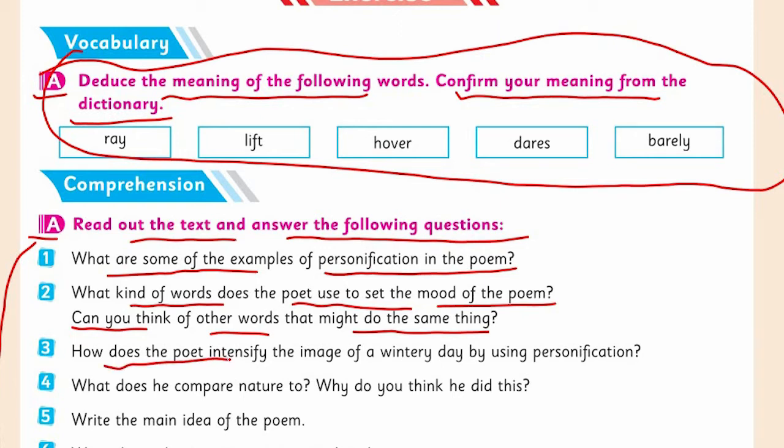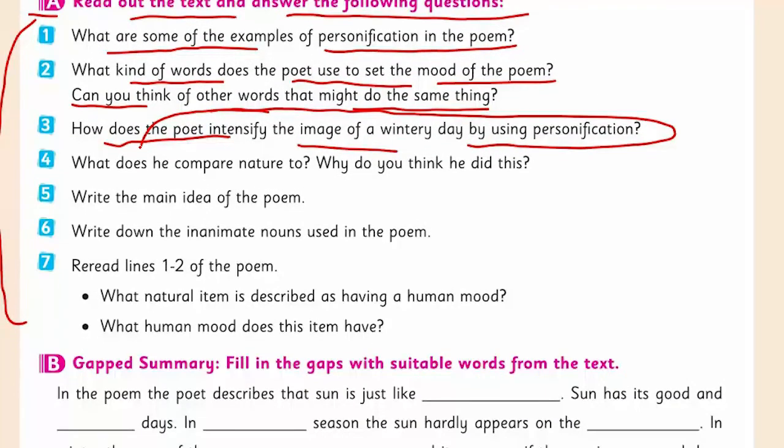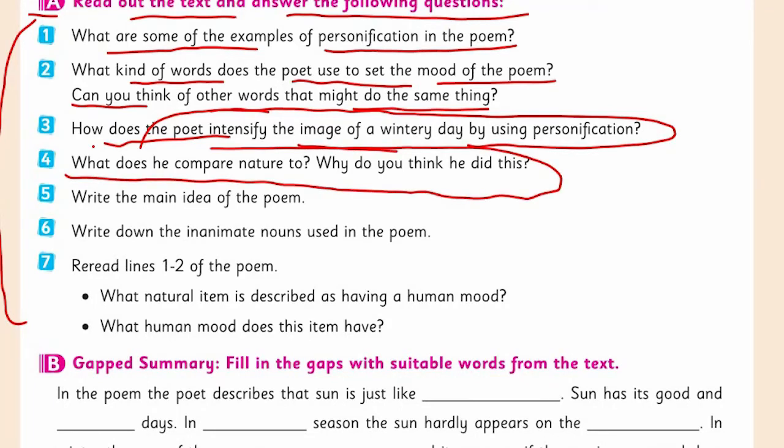How does the poet intensify the image of a wintry day by using personification? Personification के जरिए poet ने intensify किया है, चीजों को बढ़ा चढ़ा के image पेश किया आपके आगे. Personification का use करके कौन सी ऐसी चीजें हैं? हमने personification के use को डिटेल में पढ़ा है. What does he compare nature to? Why do you think he did this? नेचर को किससे कंपेयर किया है और उसने ये क्यों किया? आप क्या सोचते हैं? 5th one, write the main idea of the poem.